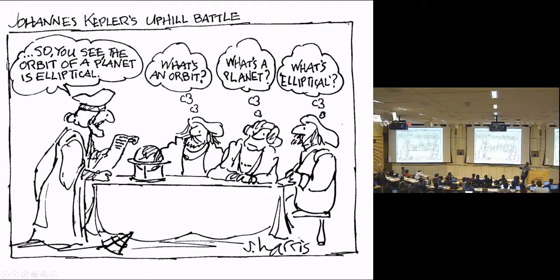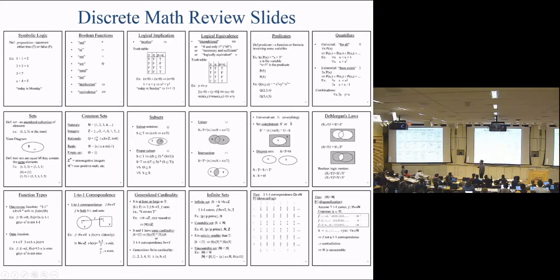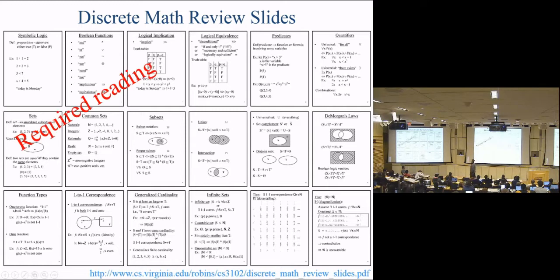So you see, the orbit of a planet is elliptical, but he's taking a lot of things for granted because his colleagues have no idea what an orbit is, what a planet is, what elliptical means. So you have to really explain things from scratch, from first principles, and that's what we try to do in this course, to explain everything from first principles. So this is a snapshot of this document.